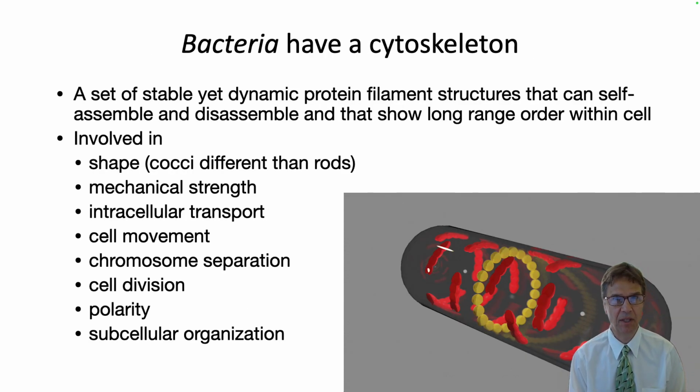While the structure of the cytoskeleton is not visible in the microscope, bacteria do have a cytoskeleton. It is a set of stable yet dynamic protein filament structures that can self-assemble and disassemble and show long-range order within the cell. The cytoskeleton is involved in shape, making cocci different than rods, mechanical strength, intracellular transport, cell movement, chromosome separation, cell division, and polarity. In other words, determining where the ends of the cell are located. It's also involved in other types of subcellular organization.